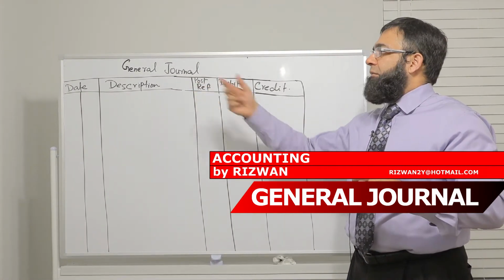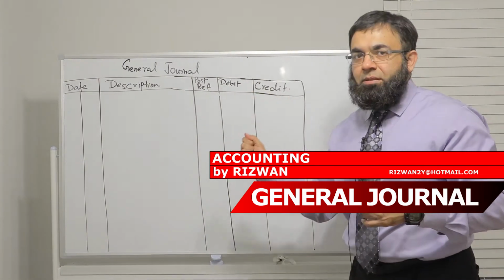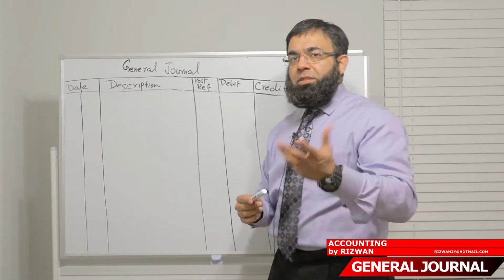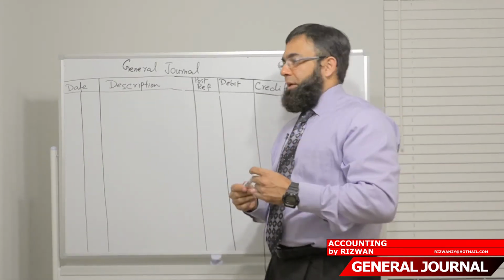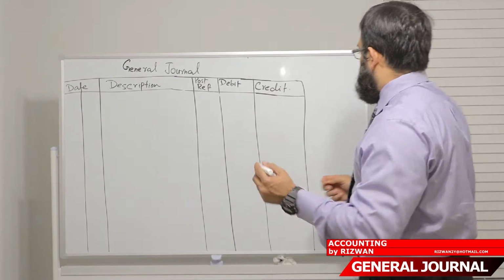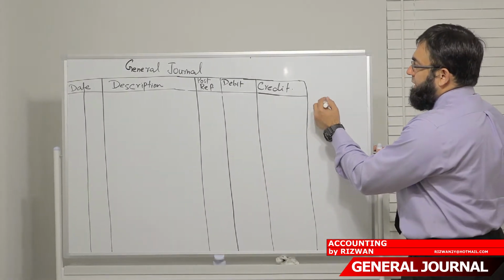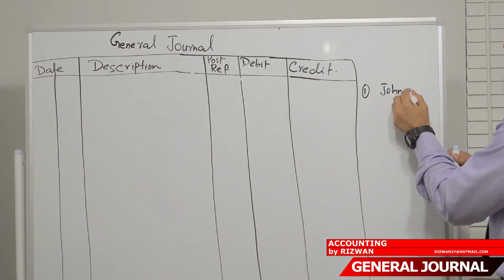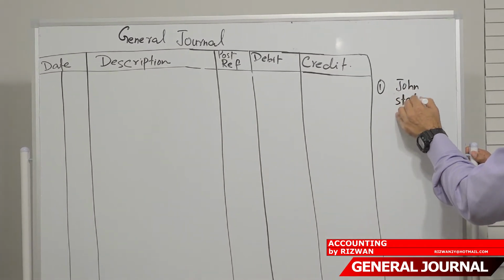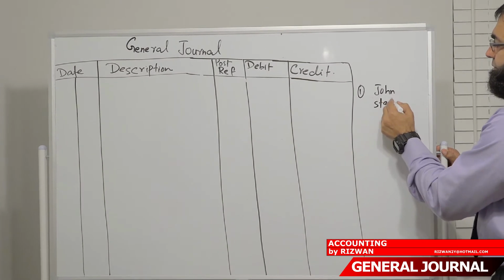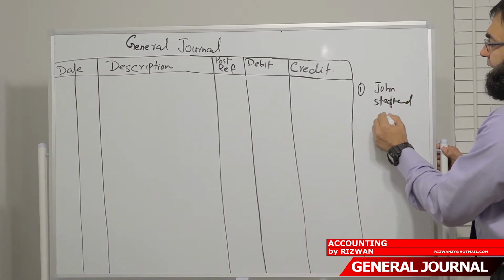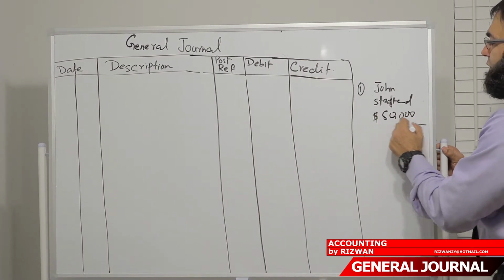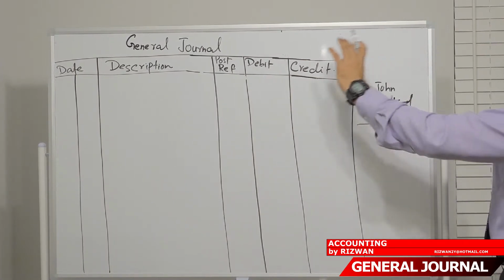Let's say a person started a business, Mr. John started his business with $50,000. So I'm just giving you the transactions right now. If John started his business with $50,000, how would you put this transaction in the general journal?